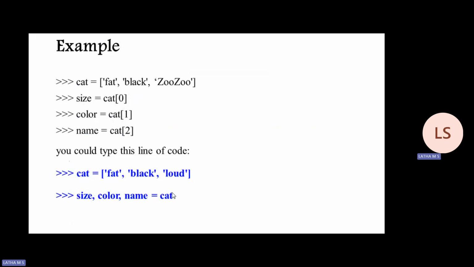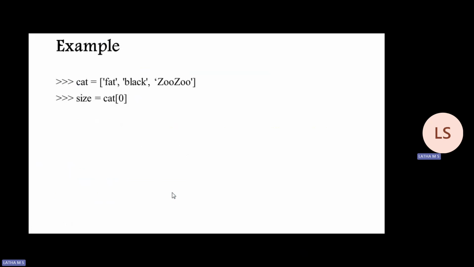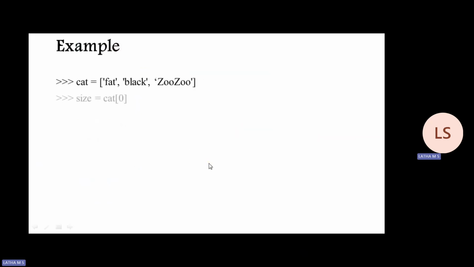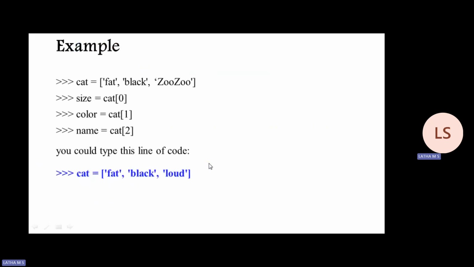Okay, that is a multiple assignment trick which will be useful at some places. That is, you'll be putting all in one line of code. This is the line of code we will be using: size, color, name is equal to cat. What is the cat? It's a list being defined.